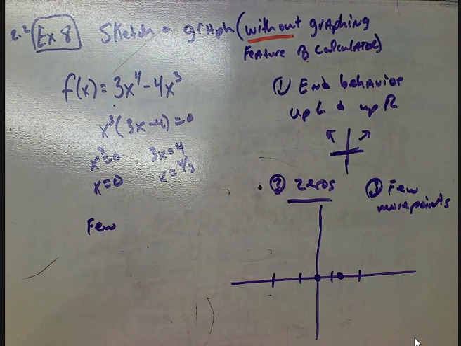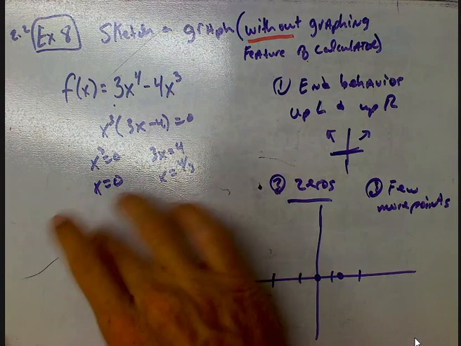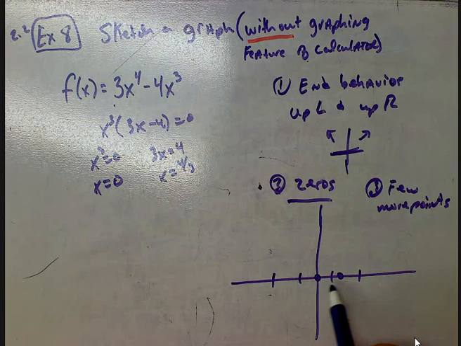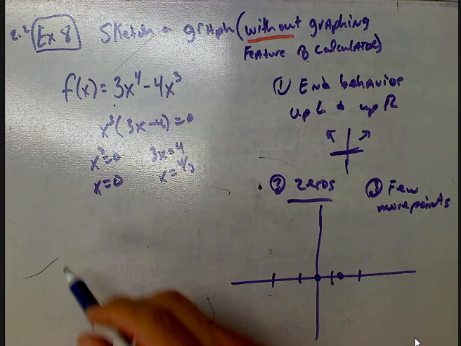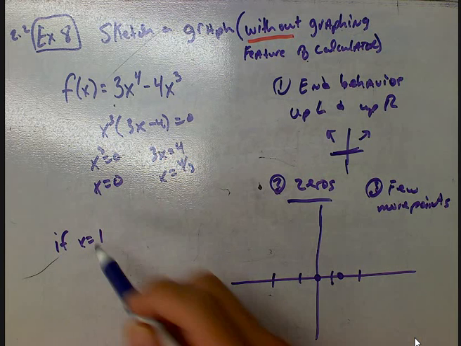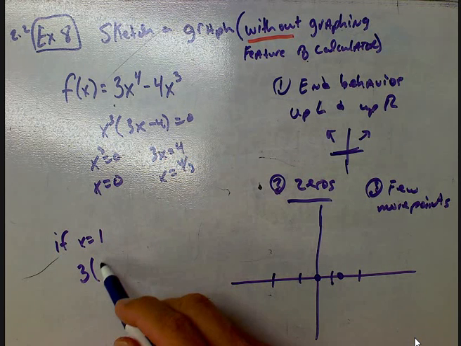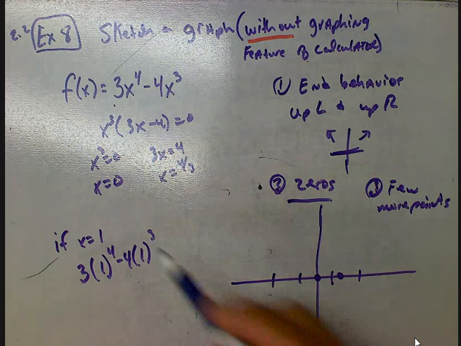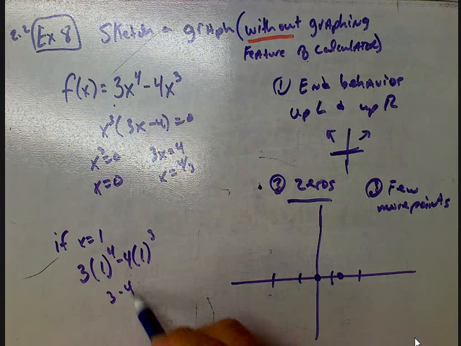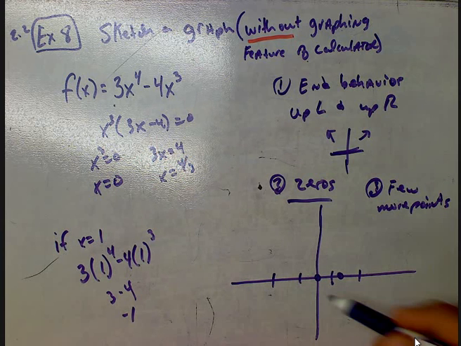The points I'd probably find for this one, I want to know what's going on in between the zeros, so I'm going to pick 1. So if x equals 1, 3 times 1 to the 4th minus 4 times 1 to the 3rd is going to be 3 - 4, which is -1. So (1, -1).